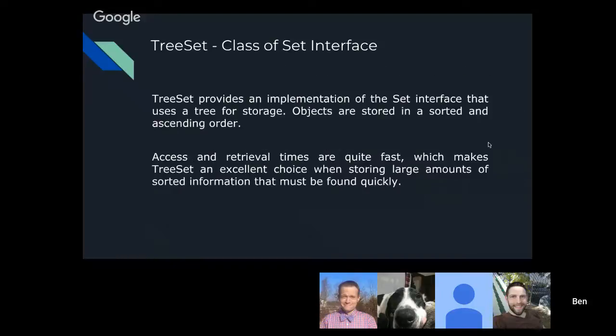And a tree set is a class of the set interface. Tree set provides an implementation of the set interface that uses a tree for storage. Objects are stored in sorted, ascending order, and access and retrieval times are quite fast, which makes tree set an excellent choice when storing large amounts of sorted information that must be found quickly.